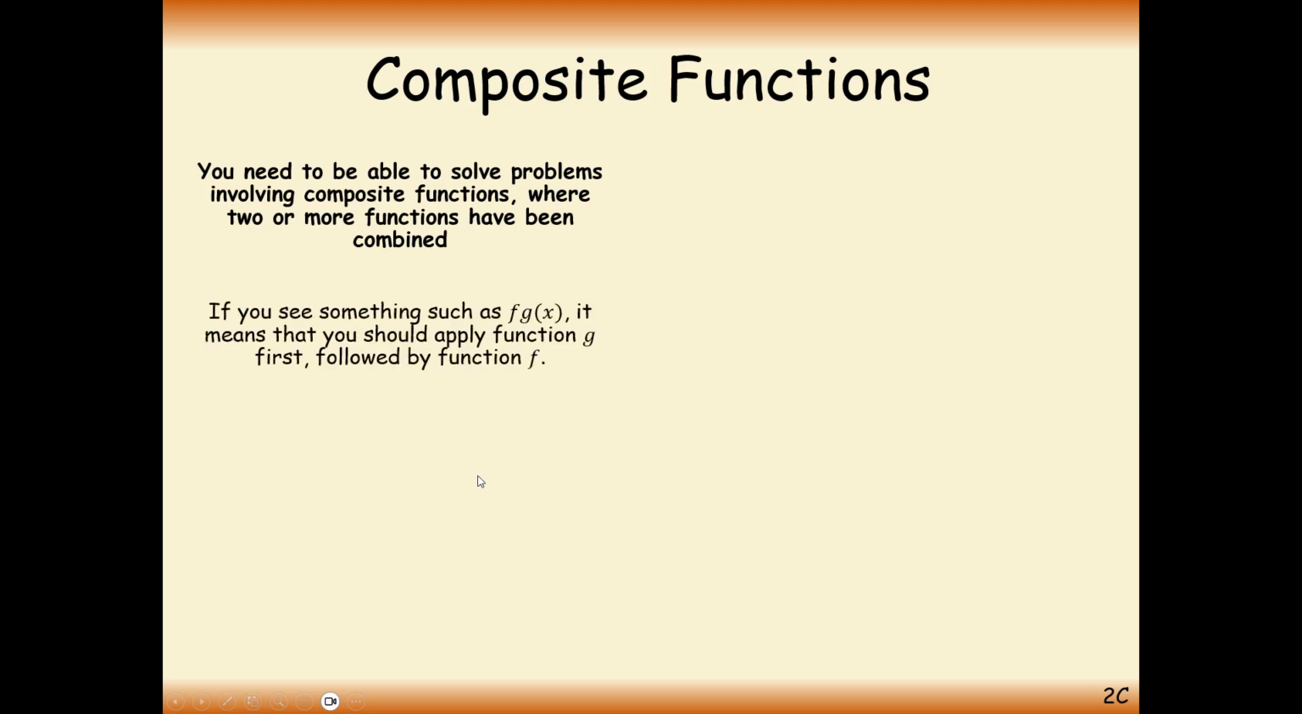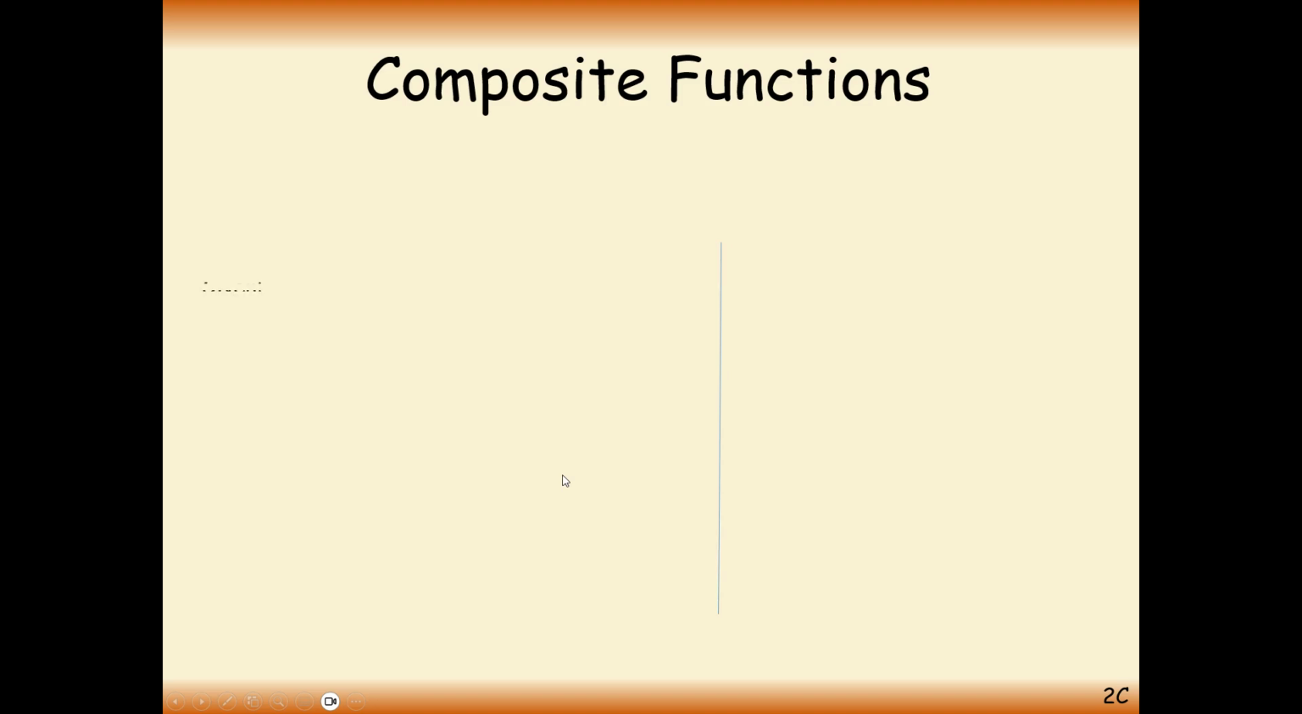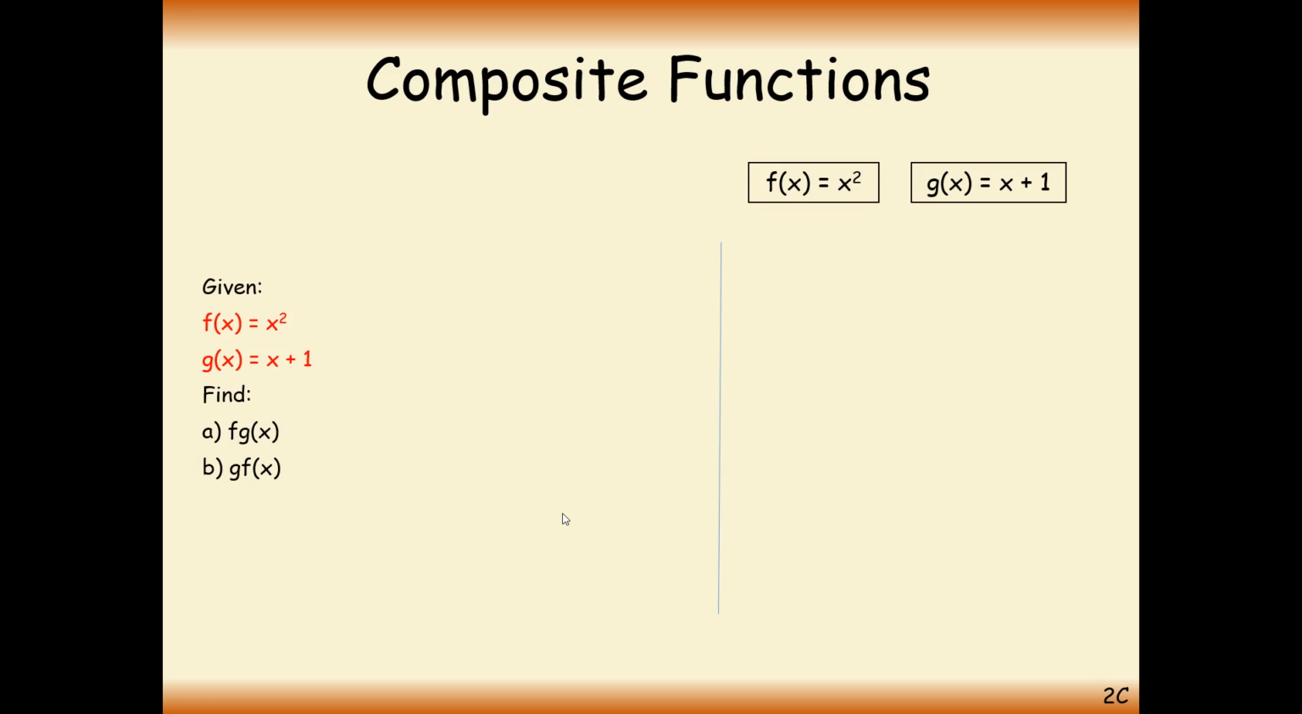Composite functions are functions that involve more than one function, where one function is applied after another function is applied to the input. For example, we have f of x to be x squared and g of x to be x plus 1. We've been told to calculate f of g of x. That means g of x is applied first to the input, and then the output of g of x is fed into f of x.